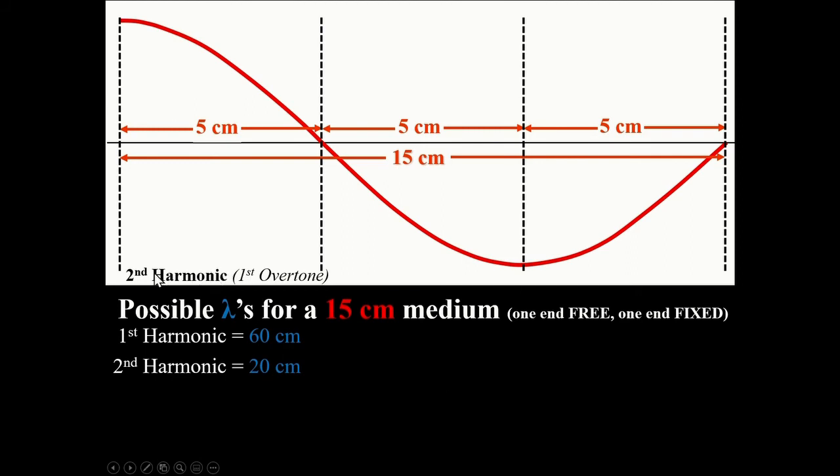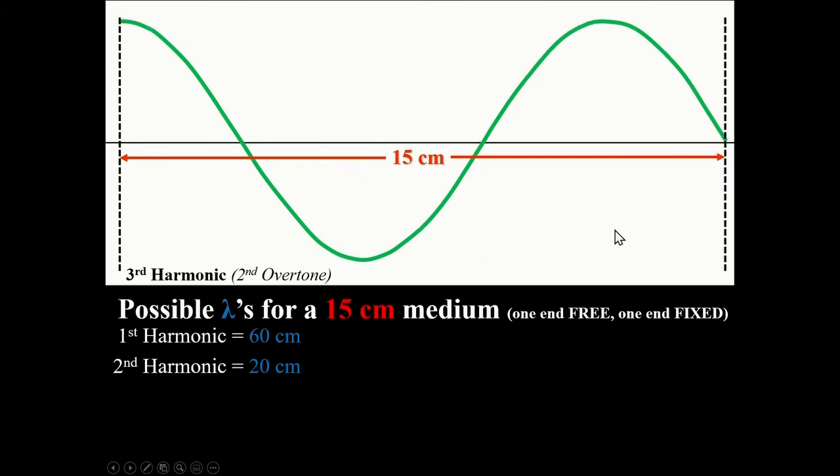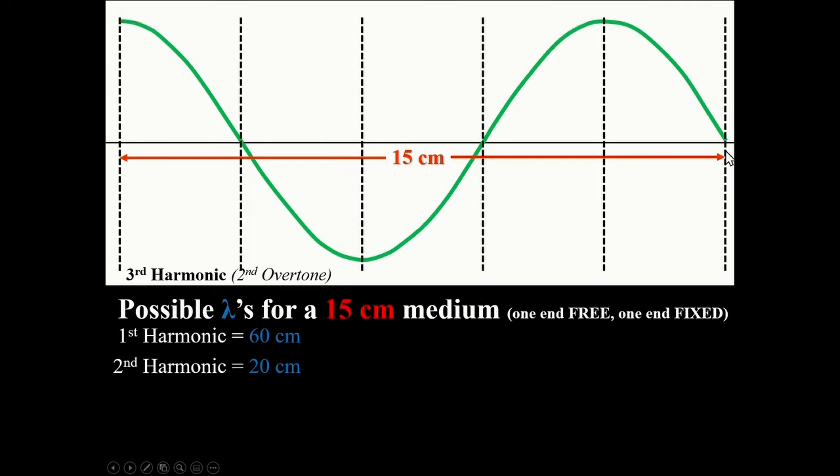So the first harmonic was fitting in one quarter. The second harmonic was fitting in three quarters, because we fit in one more half wavelength, or two more quarters. The next largest one is going to not stop at this node. We're going to fit in one more half wavelength, or two more quarters. Five quarters altogether.